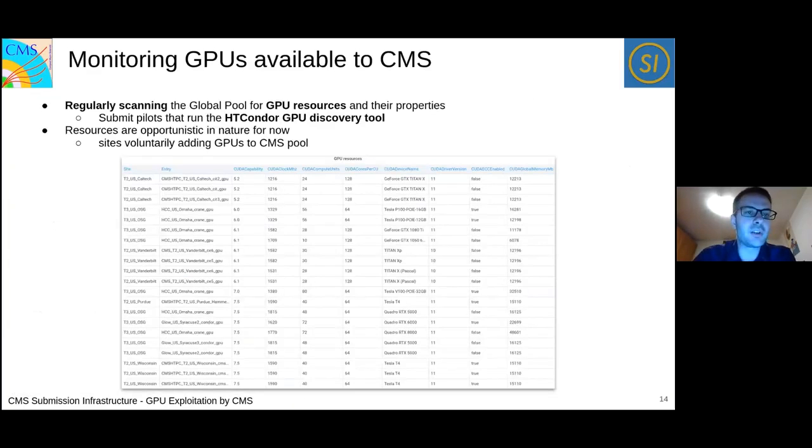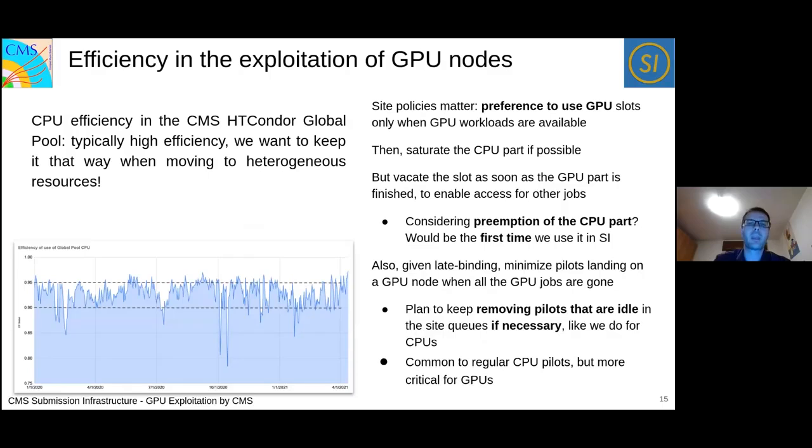We also run a regular scan of the global pool resources for GPUs by submitting pilots that run the HTCondor GPU discovery tool and find out a set of characteristics that are shown in a Grafana chart. And those resources are opportunistic in nature. For now, we don't have pledges. We have sites, regular WLCG sites, that voluntarily are adding GPUs to their CMS pool of resources.